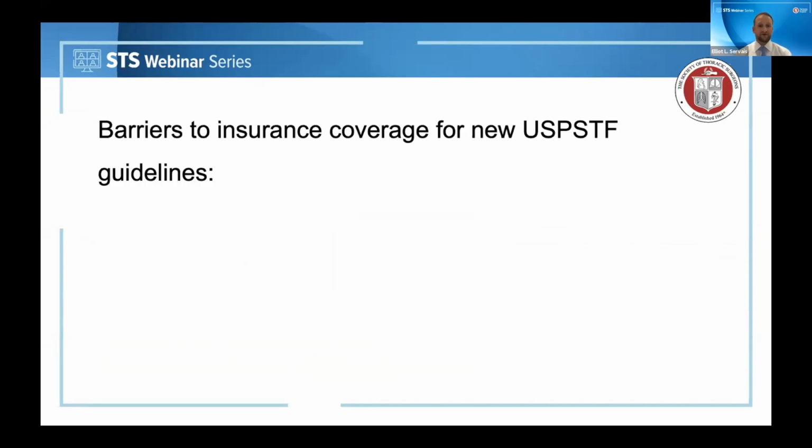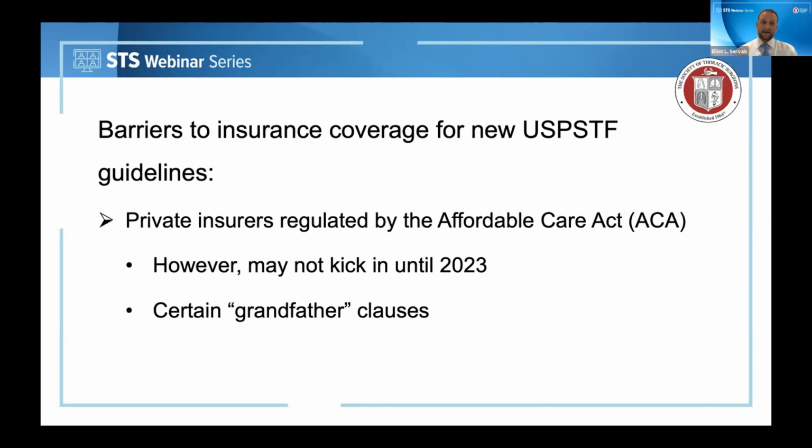Of course, we've heard a little bit about the barriers, and there are unfortunately still barriers to the new USPSTF guidelines. Now, private insurers are regulated by the Affordable Care Act. However, this may not kick in until 2023 due to various loopholes in the way in which the Affordable Care Act enforces these new guidelines. And as you heard previously, there are certain grandfather clauses where people with policies that may not cover preventive services may be out of luck.